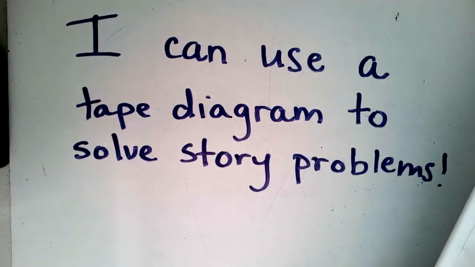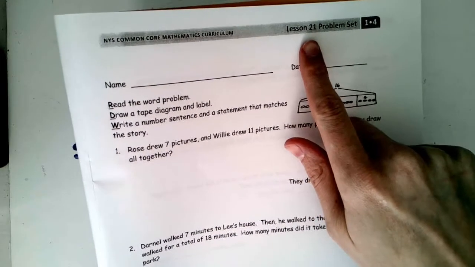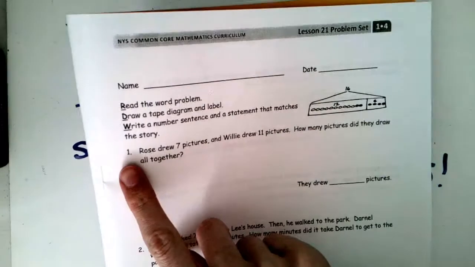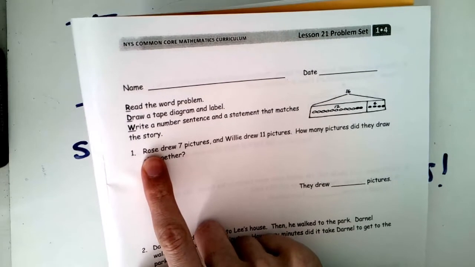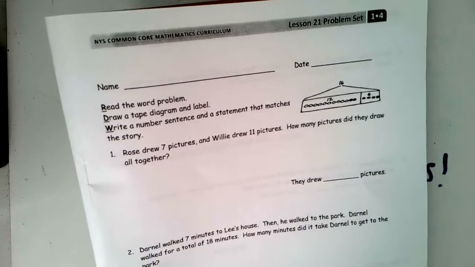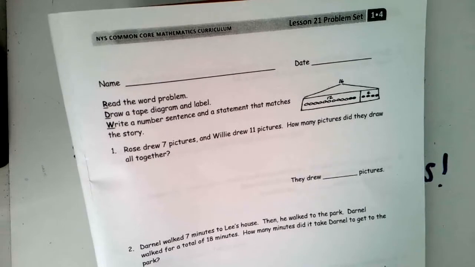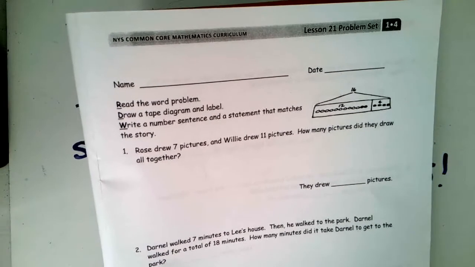All you'll need is your lesson 21 problem set. Okay, I'm on lesson 21, and you want to make sure you see number 1 here with the name Rose next to it to make sure you're on the first page of that lesson 21 problem set. You also need your pencil to write with, so go ahead and grab those things, find your page, and we will go ahead and get started.